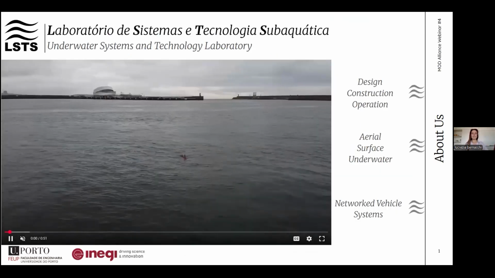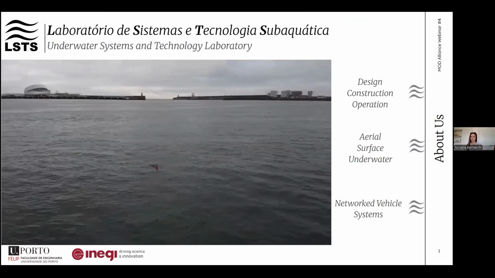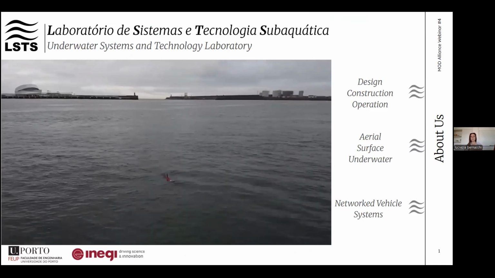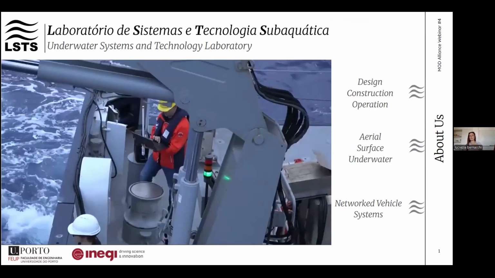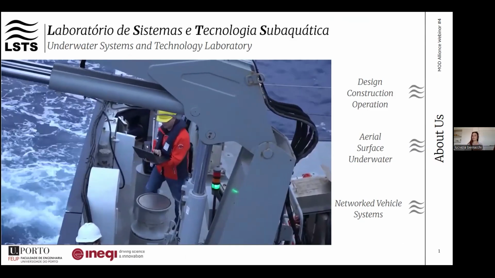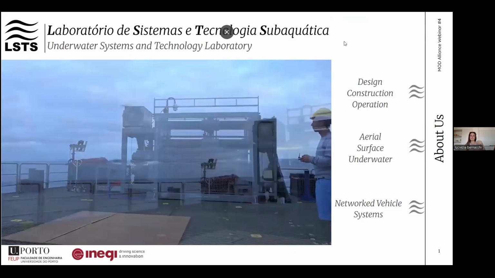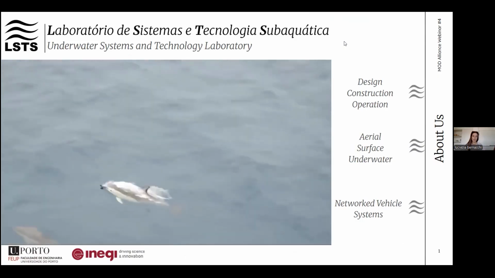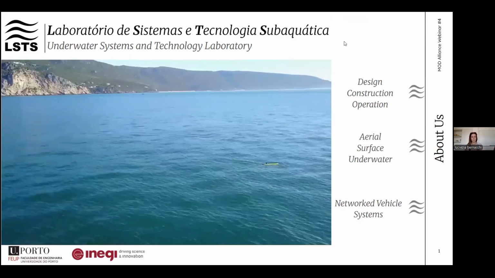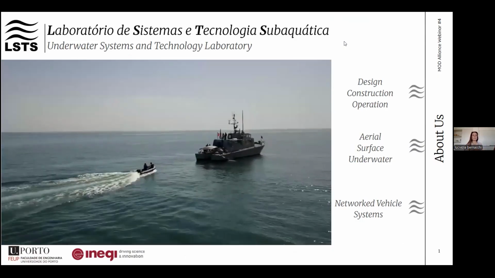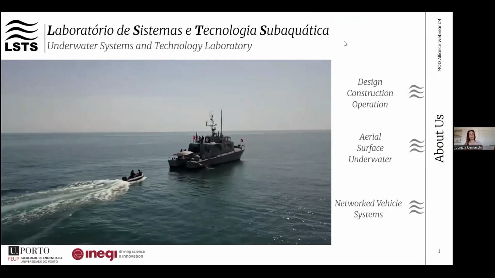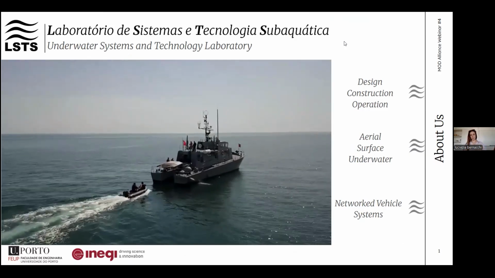Something about us. The LSTS, Underwater Systems and Technology Laboratory, is a research laboratory born in the University of Porto and now part of INEGI. In LSTS, we are specialized in the design, construction, and operation of unmanned vehicles. Unmanned vehicles that can be aerial vehicles, surface vehicles, and also underwater vehicles.